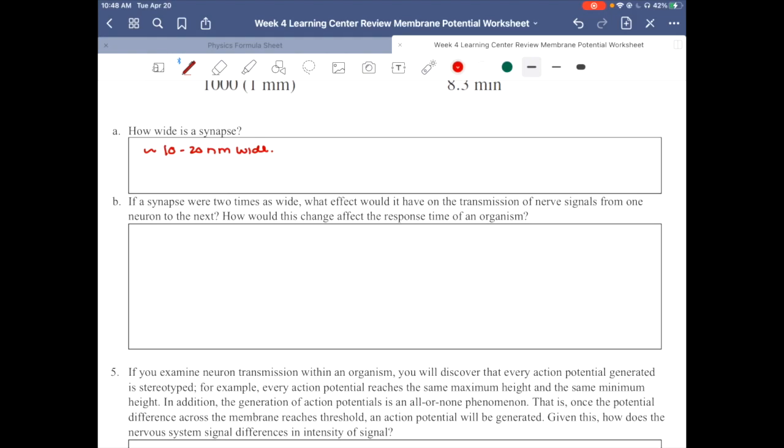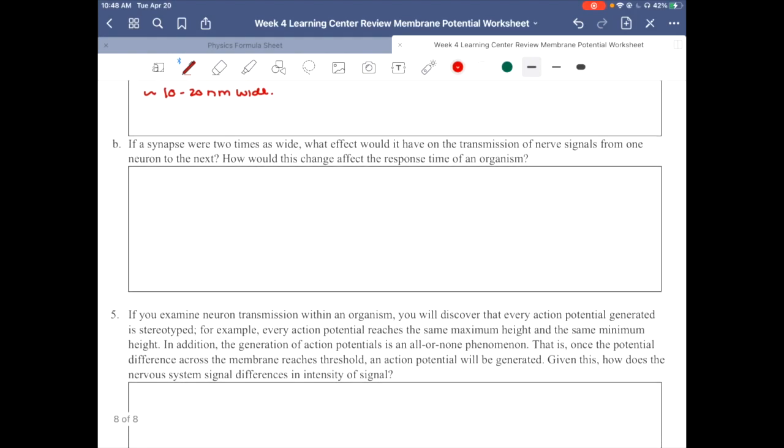It doesn't mean that it's necessarily 4 times longer to respond. It would depend, because it's also affected by the neurotransmitters, vesicles, and other things. We can't accurately say that it would be 4 times longer, but we would just have to know that if the synapse were 2 times wide, the diffusion would increase by a square, and that would make the organism take a longer time.